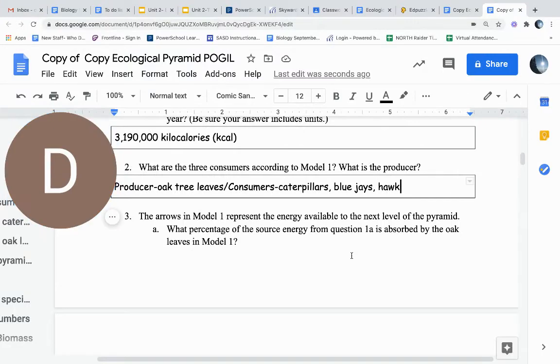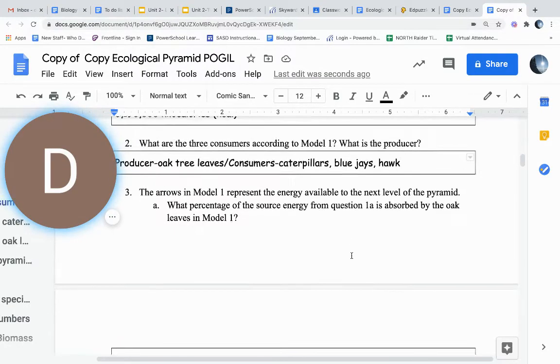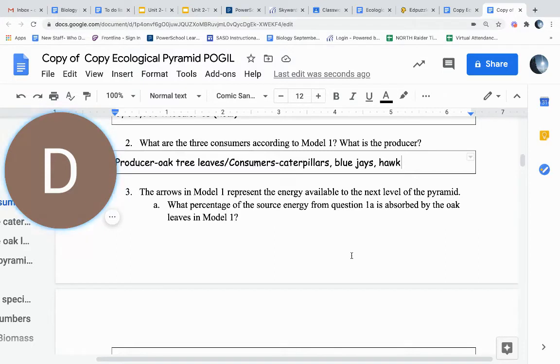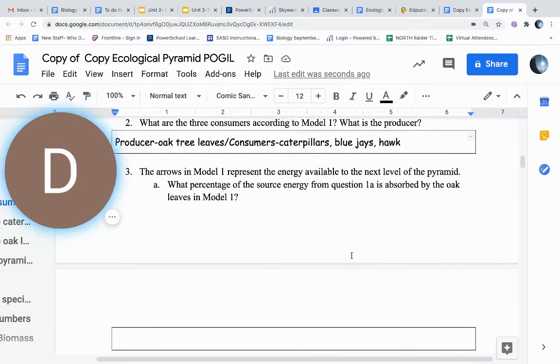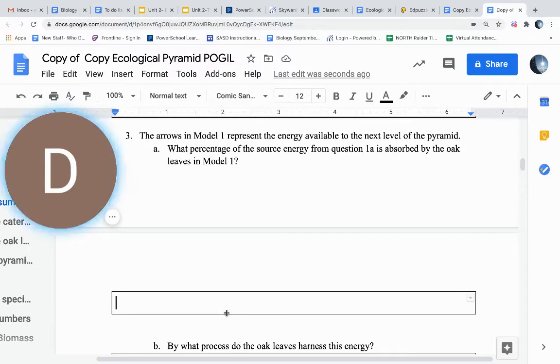All right. So number 3, the arrows in Model 1 represent the energy available to the next level of the pyramid. What percentage of the source energy, or the sun's energy from question 1A, is absorbed by the oak leaves in Model 1? So now we need to think about it in terms of a percentage. And how we figure out a percentage is by taking our small number divided by our large number, and then we multiply that value by 100, and that will give us whatever X% is.